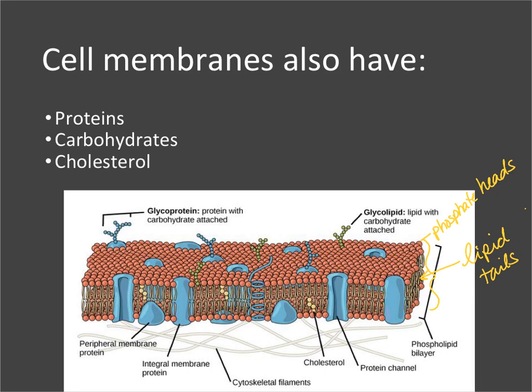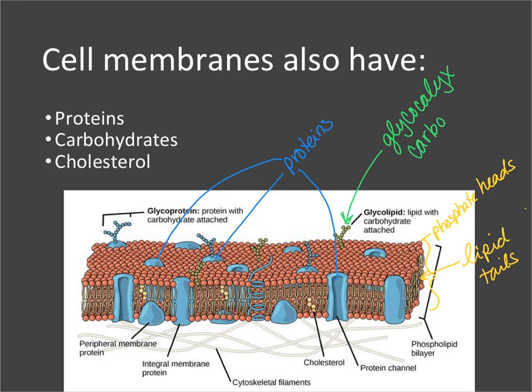But the cell membrane isn't just made up of the phospholipid bilayer. There are also other components that are embedded in it. So looking at this picture down here, the things in blue are proteins. And you can see that there are different types of proteins, and we'll talk about these different types on future slides. There are also some carbohydrates that are sticking up off of the outside of the cell membrane. And these make up part of something called the glycocalyx. So we'll talk about that a little bit more on a future slide as well.